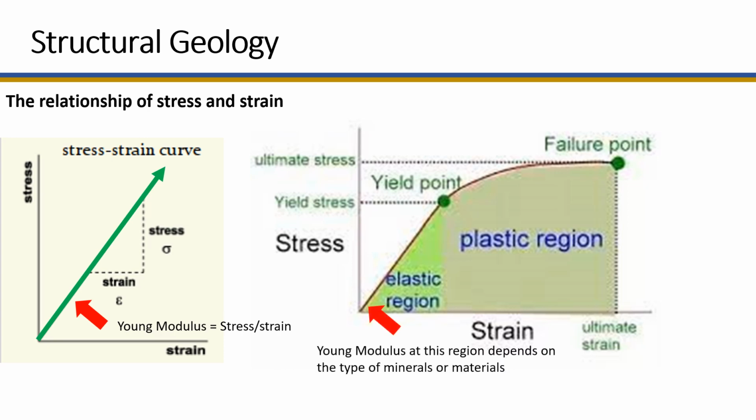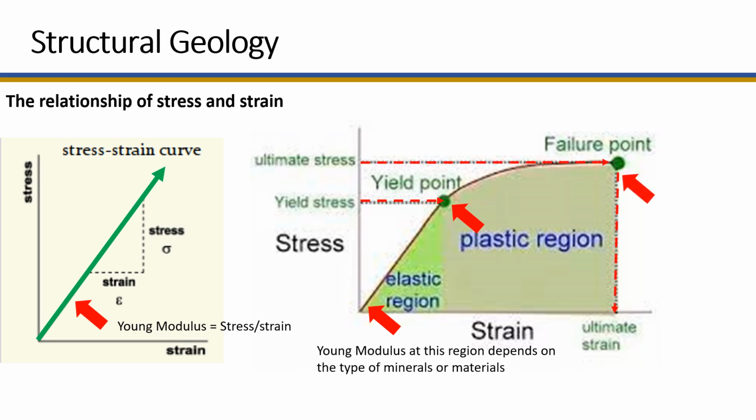Since minerals constitute rocks' building blocks and each mineral has a specific Young's modulus value, the mineralogy of rocks greatly influences its deformation behavior. Once the material reaches its individual yield stress or yield point in this region, it progresses into the subsequent stage known as the plastic region. In these plastic regions, the material undergoes irreversible deformations and no longer returns to its original shape or position.